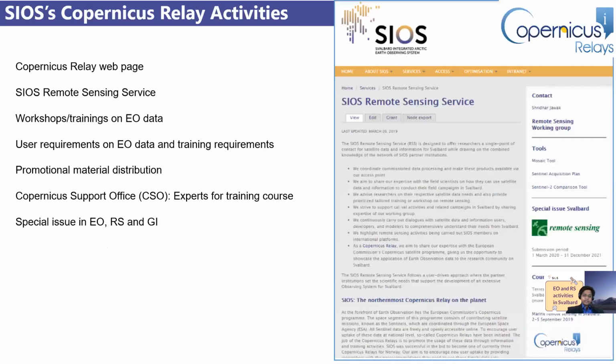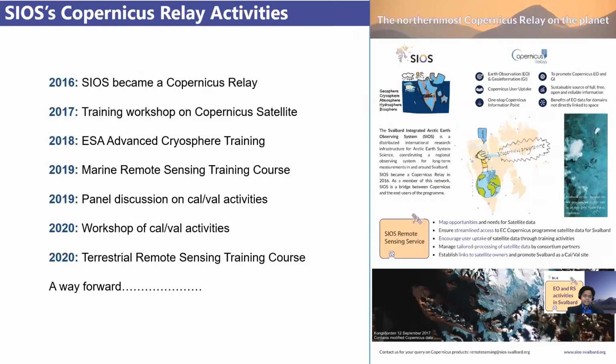So after the tools, I would go through the Copernicus relay activities. So, as I mentioned, SIOS is the northernmost Copernicus relay on the planet. And we mainly focus on the workshops and trainings and the survey on the user requirements on the EO, the Earth observation datasets. So here you can see the progress of this activity. We became the Copernicus relay in 2016.